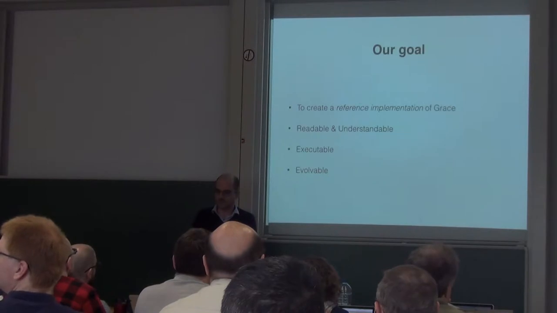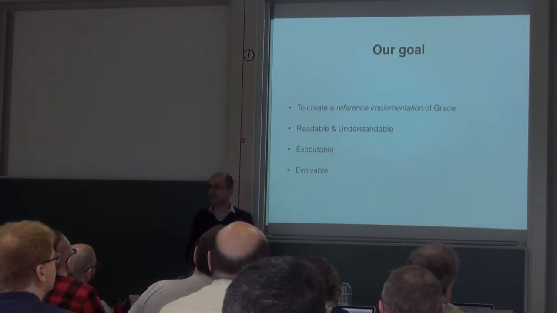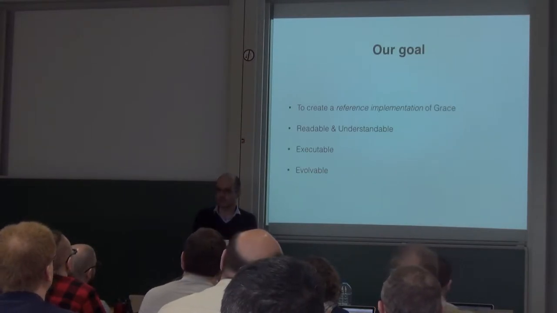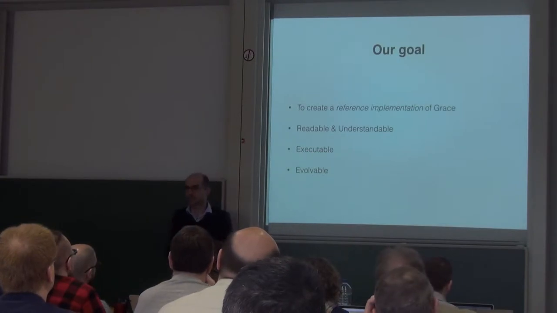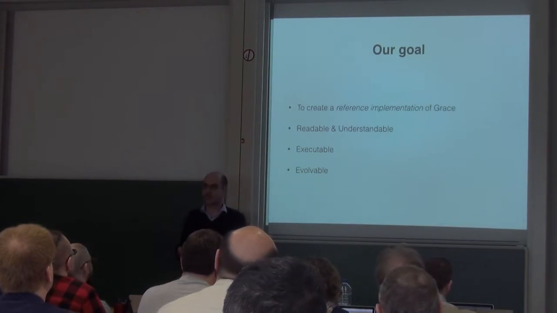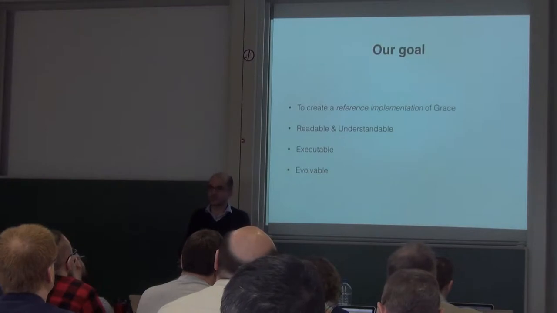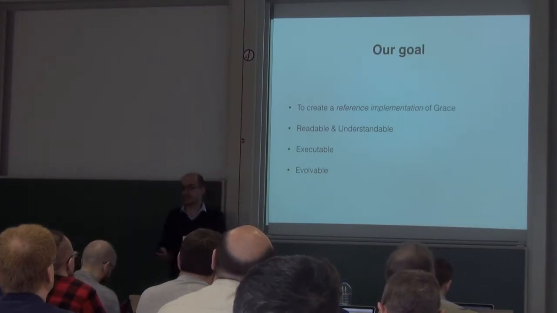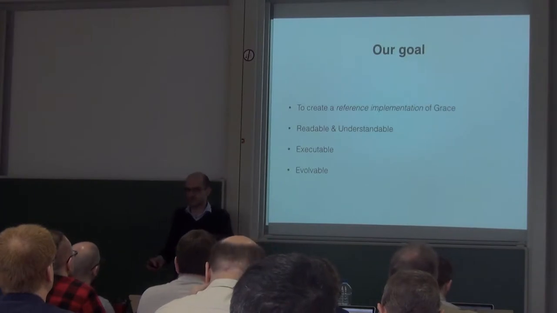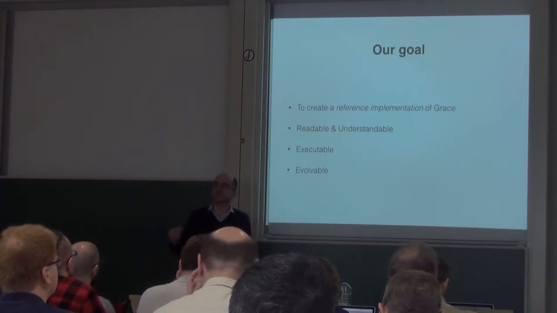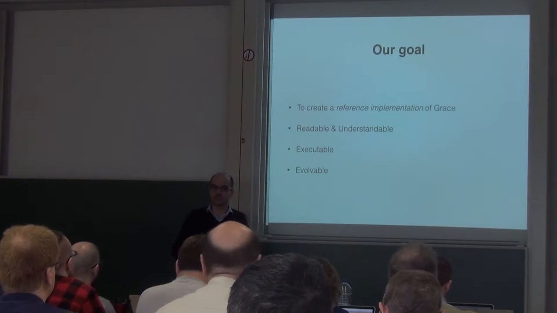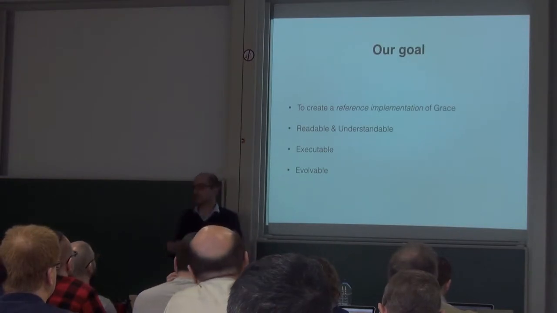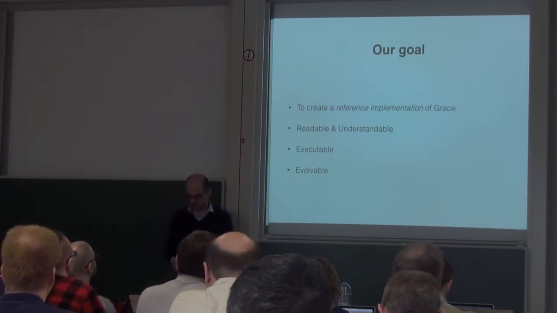is to create a reference implementation for Grace, something that a human being can read and understand, a human being that doesn't necessarily speak JavaScript. Now, if that's to be useful, we want to try to execute that directly. And in order for it to support the language evolution, we want the turnaround time to be quick, so that you can just edit the semantics and then run as the language evolves.